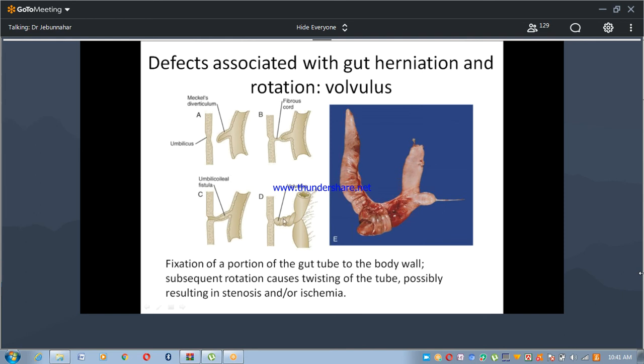Here are the defects associated with gut herniation, rotation, volvulus. In the picture we saw a fibrous cord with the umbilical fistula, and the volvulus. The gut is twisted around. This is due to abnormal fixation, fixation of a portion of the gut tube to the body wall.